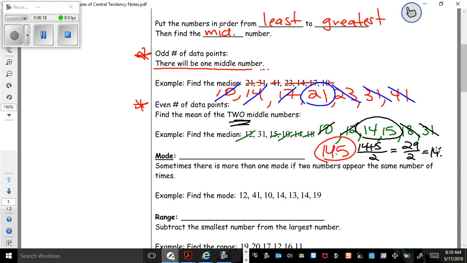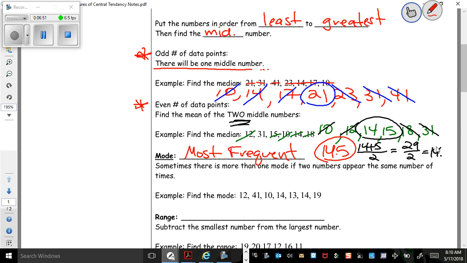The mode. What does the mode mean, Micah? Mode. What does that mean? It's the same... two numbers that are the same? Most frequent. The one that occurs most frequently.